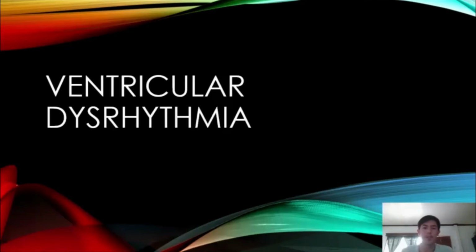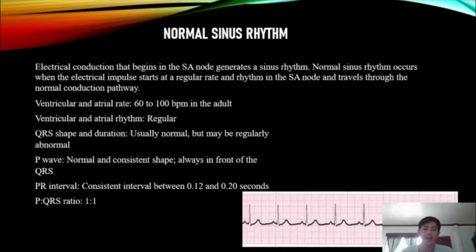So, good morning everyone. Today we will be discussing ventricular dysrhythmias. Before we carry on to the discussion, I would like to have a review of the normal values of a normal rhythm. A normal sinus rhythm is an electrical conduction that begins in the SA node, which generates a sinus rhythm. Normal sinus rhythm occurs when the electrical impulse starts at a regular rate and rhythm in the SA node and travels through the normal conduction pathway.